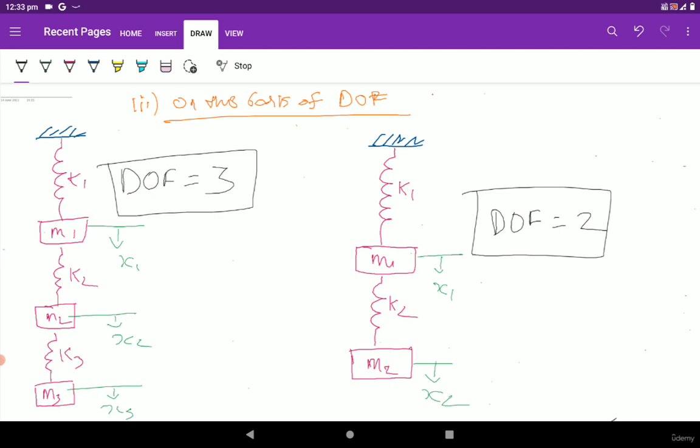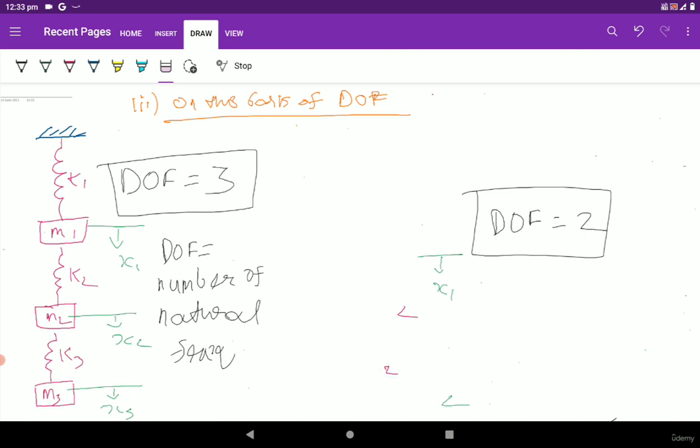Now we can also say that the degree of freedom is equal to the number of natural frequencies. Now let's see another example. Let me erase this. Okay, now we are done here.